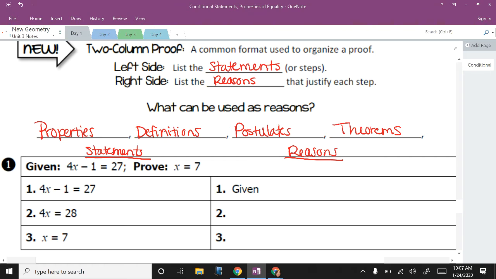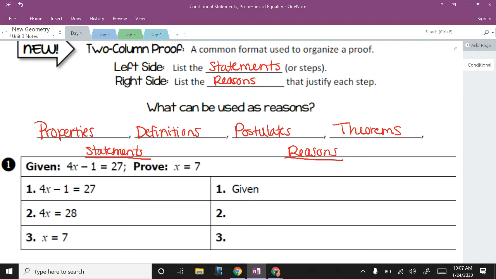Now, in every proof, every single one that you're going to do for this whole entire class, your first statement is going to be what is given. They're going to give you something. So they say given 4x minus 1 equals 27. Prove that x equals 7. Okay? So your given will always be your first statement. And the reason for that is because it's given. So whatever you are given, that is your first statement, and you write given for the reason. That's what you're starting with. Okay? So your given is what you always start with.